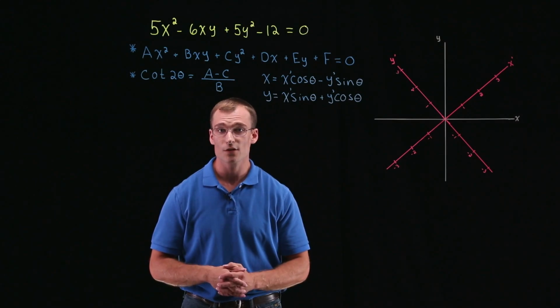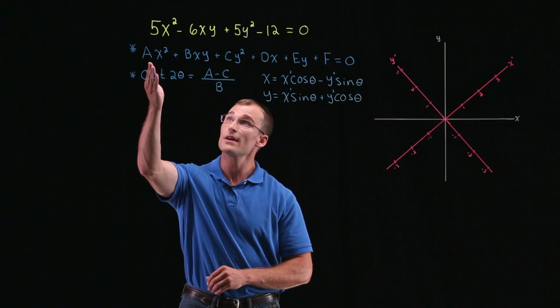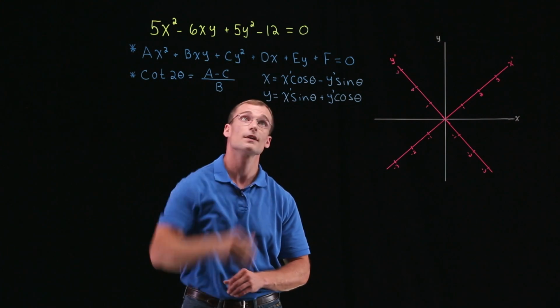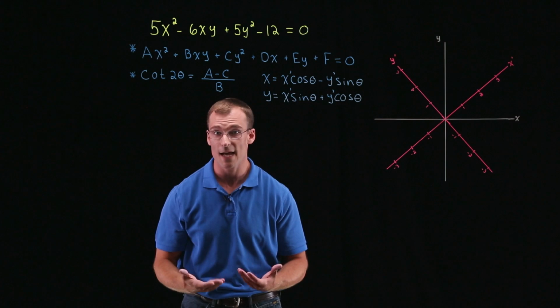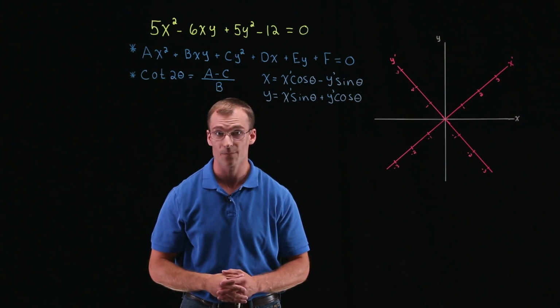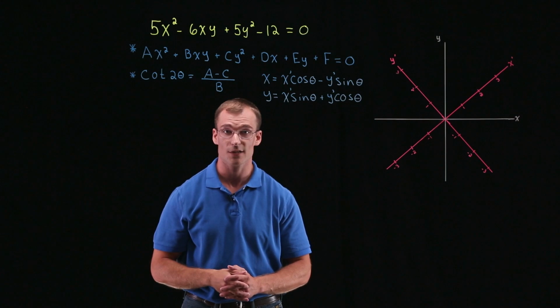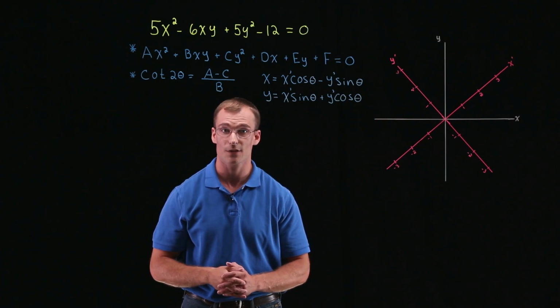Hello everybody, I'm Adam. For the given equation of the conic, 5x squared minus 6xy plus 5y squared minus 12 equals 0, we're going to rotate the axis and eliminate the xy term to get the equation in terms of x prime, y prime. Then we're going to find the equation in standard form and sketch the graph of the equation.